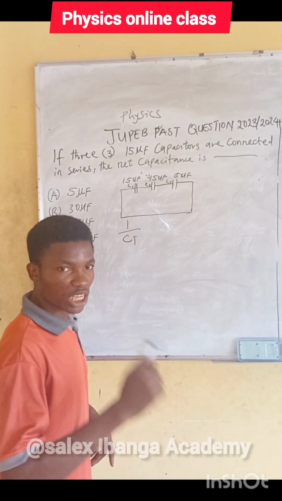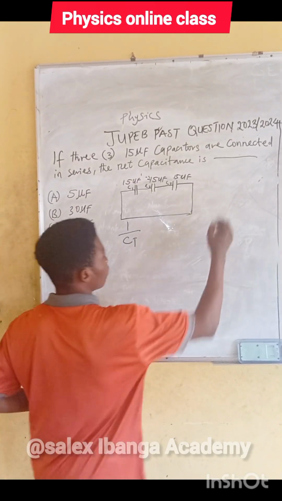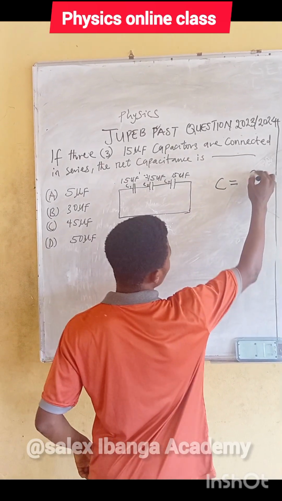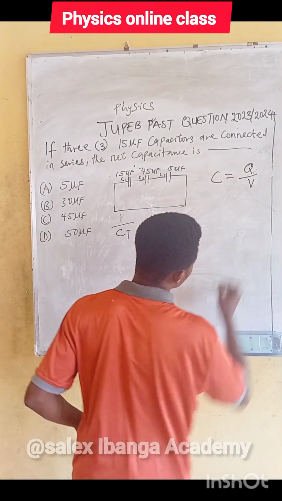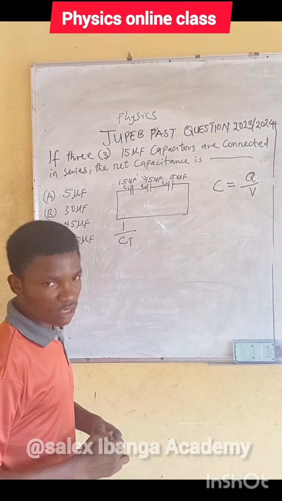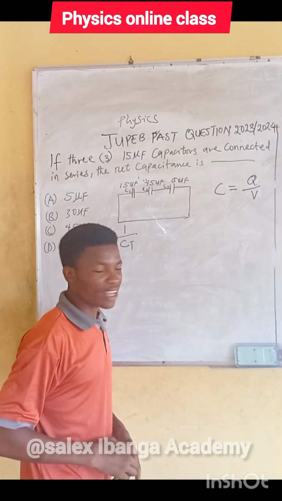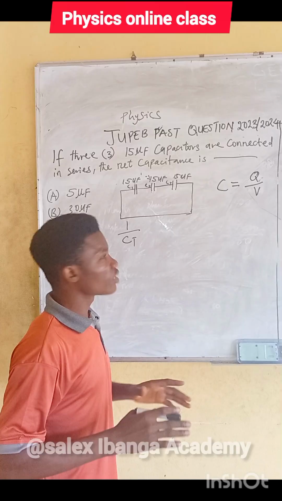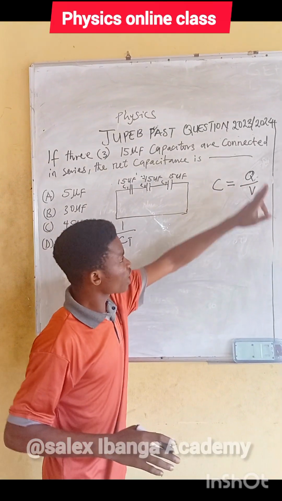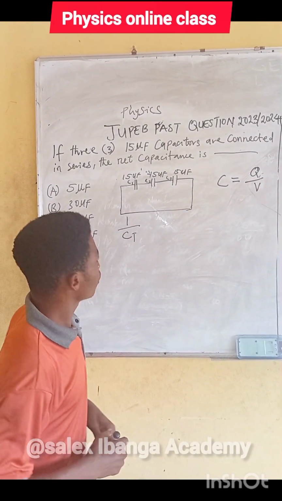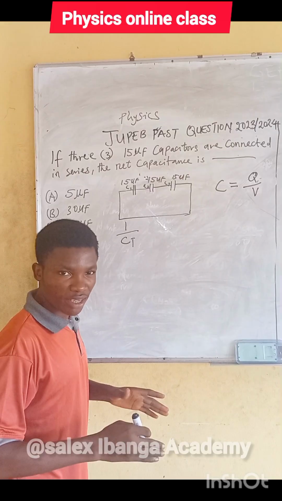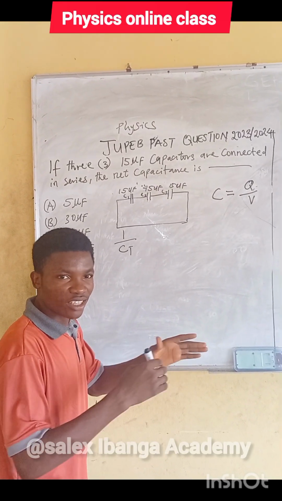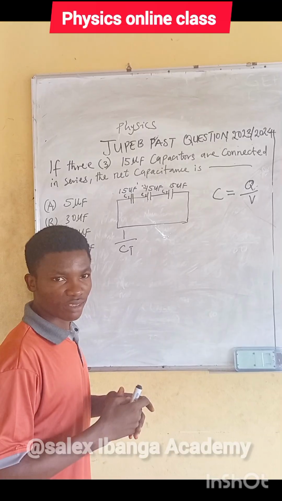At the same time, what is capacitance? You need to know that capacitance, capital C, is the ratio of charge per unit voltage. That is the definition of capacitance. Capacitance and capacitor are different things. Capacitance is the ratio of charge per unit voltage, while a capacitor is a device that acts in a circuit to store charge.